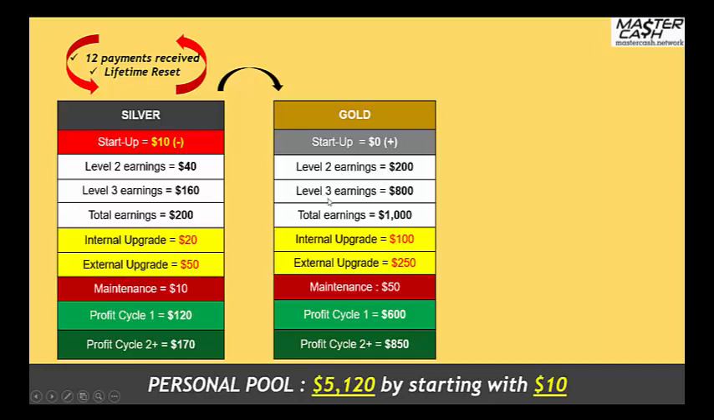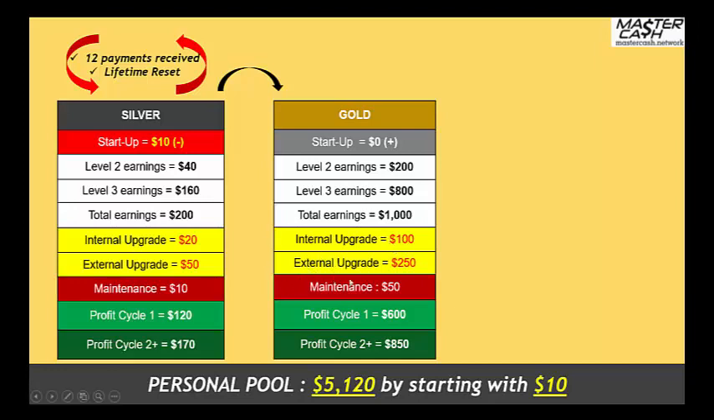Here you still have 8 people in your level 3. Each of them contributing $100 to you, gives you $800. In total, you make $1,000 in the gold mattress. Now, out of this $1,000, you are spending $100 to do an internal upgrade. That is from level 2 to level 3 of your gold mattress. You will do an internal upgrade of $100 that will be paid to an upline in your mattress.